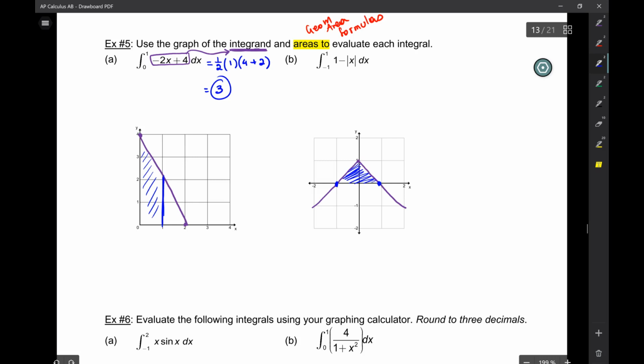From negative 1 to 1, that's what that looks like. When we're looking for area, you always go between the graph and the x-axis. So here, we're not going to find all of this area. That's infinite, right? So just know that you have to stop at the x-axis. Well, what is that? That's a triangle now, right? So that's going to be half times the base, which is 2, times the height, which is 1. So that's 1.